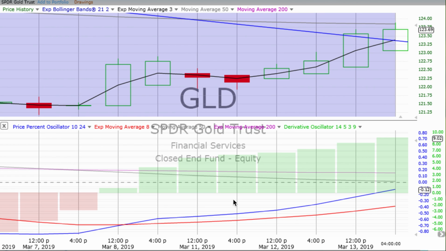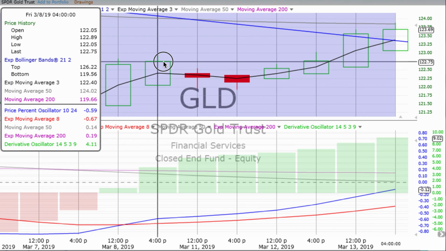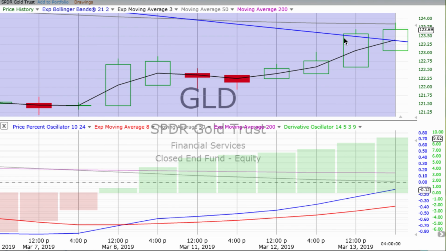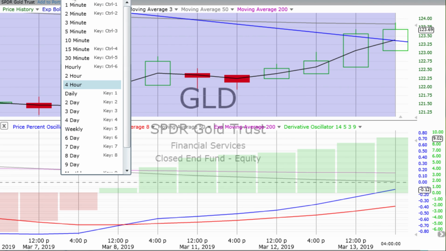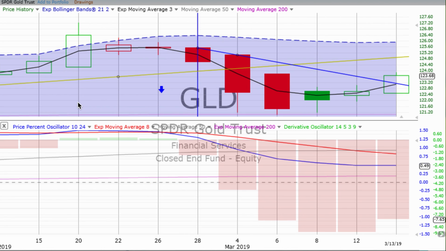What's going on that 4-hour chart? Continuing to try to move up, sliding sideways for 2 days. Well, for actually pretty much 3 days. And over the last day, really starting to move up. And again, derivative oscillator gaining upward momentum. Price percent oscillator heading up. Waiting to see again how gold is going to sort itself out.